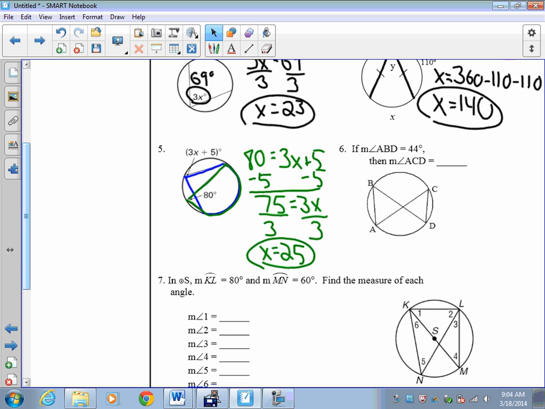The last one we have is number 6. It says the measure of angle ABD is 44 degrees. And we have to find what ACD is. So here's ACD. We see that its arc is right here. And we see that ABD has the same exact arc. So that means that the angles have to be congruent. So that means angle ACD has to be 44 degrees.